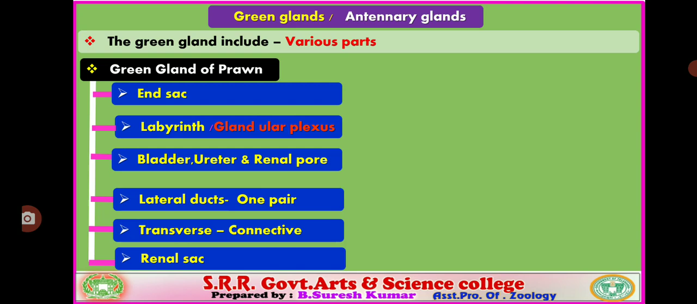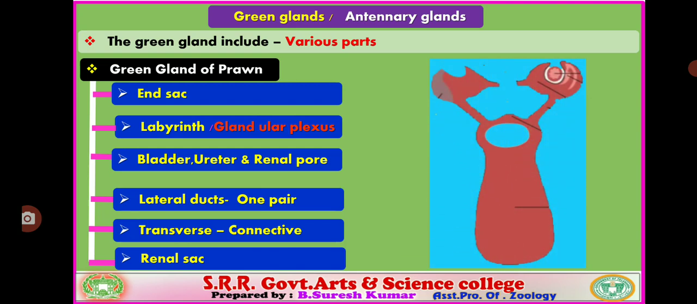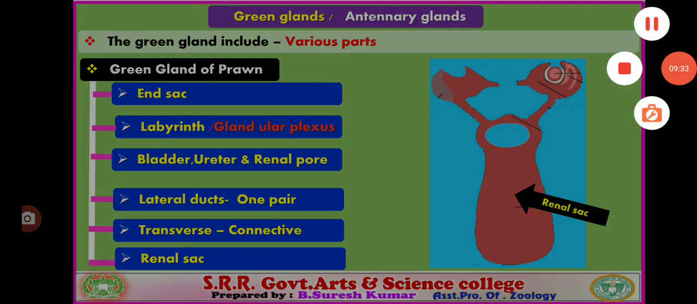Once again, you have to observe all these parts in the diagram. This is the green gland. The green gland includes the end sac. This is the end sac, and the second part, the labyrinth. You observe this is the labyrinth, and the third part, the bladder. Next, lateral ducts and connectives, renal sac. Followed?